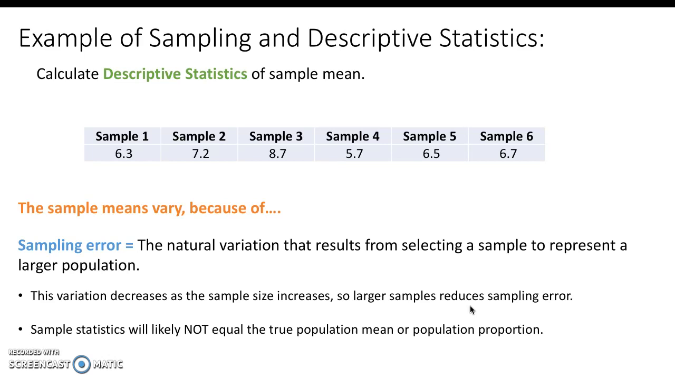Okay, so we can look at those sample means. None of them equal the 6.9 that we found for the population mean. But even though they don't equal that number, and remember, usually we don't know what number it is that we're trying to estimate, we can still use those sample means to estimate the population mean. Or if we're trying to estimate a proportion, we can use sample proportion to estimate population proportion.